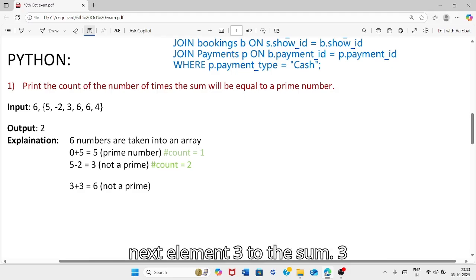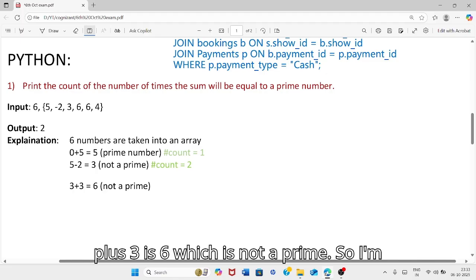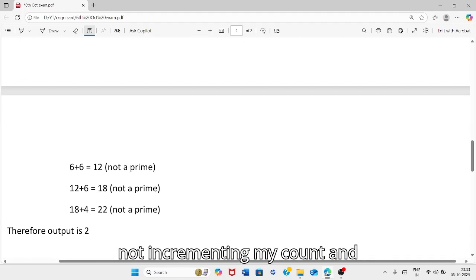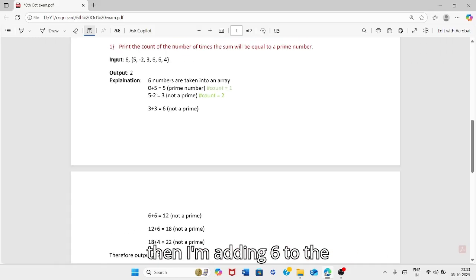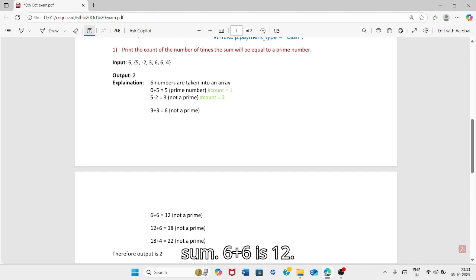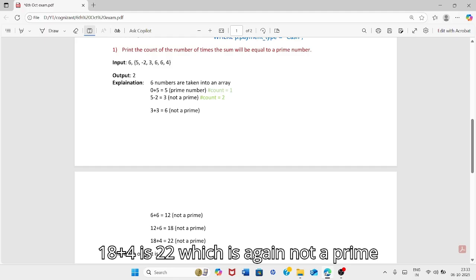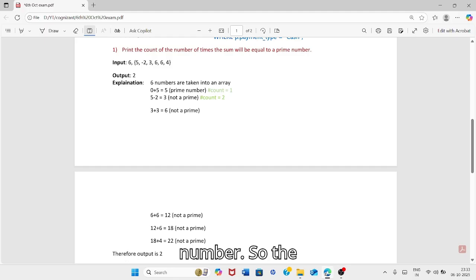And I'm adding the next element 3 to the sum. 3 plus 3 is 6, which is not a prime. So I'm not incrementing my count. And then I'm adding 6 to the sum. 6 plus 6 is 12. 12 is not a prime, so I'm not incrementing. 12 plus 6 is again 18, and it is not a prime. 18 plus 4 is 22, which is again not a prime number. So the count is 2. That is the output.